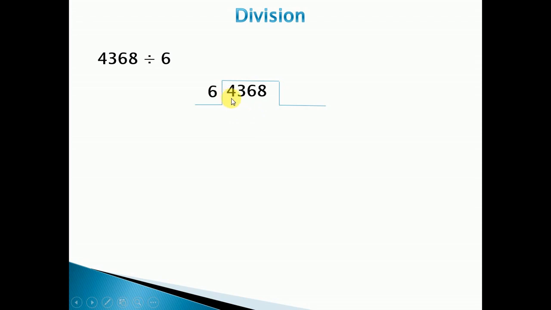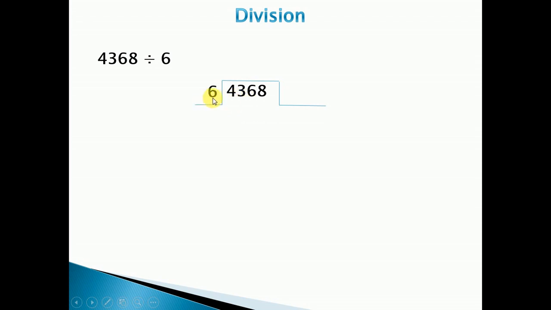We compare the leftmost digit, that is the 1000 in the dividend, which is 4, with the divisor 6. As 4 is smaller than 6, we compare the 100 in the dividend with the divisor. Here 43 is greater than 6. Now we can divide 43 by 6.